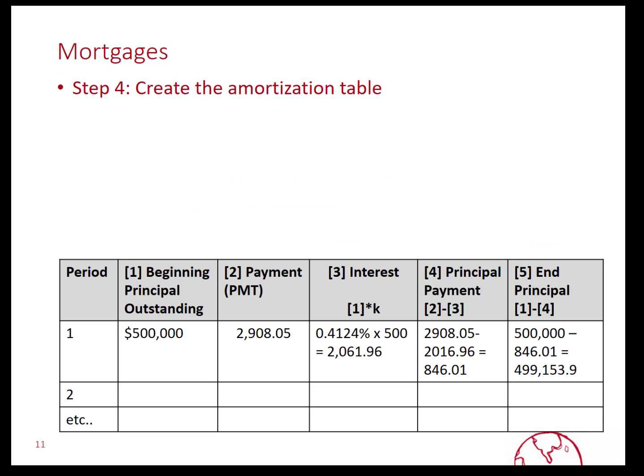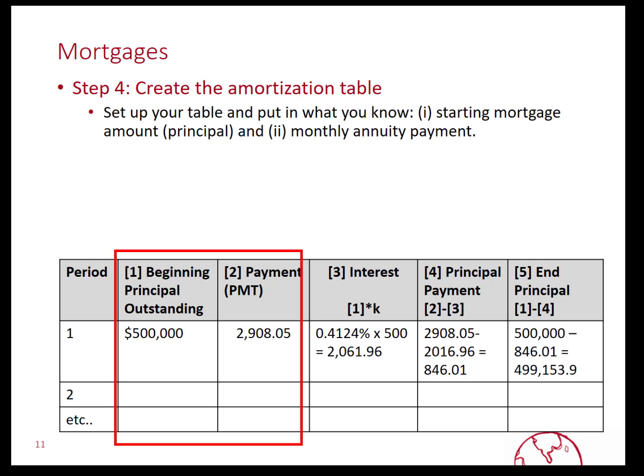Step 4 is to create our amortization table, similar to what we did with the loan. There are going to be many more periods, however, because this is going to be monthly, and there's going to be 300 periods in total. So we plug in what we already know. We're starting with a beginning principal amount of the mortgage of $500,000. We know that the payment is going to be $2,908.